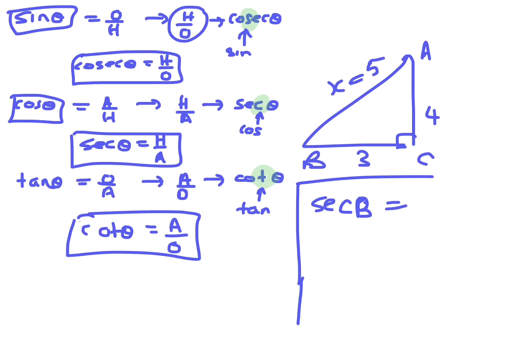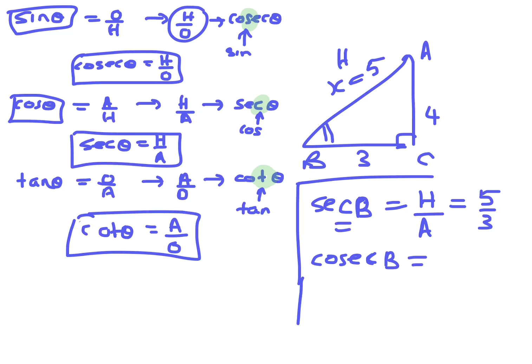So sec, you go to the third letter, it's cos. So it's hypotenuse on adjacent, because cos is adjacent on hypotenuse. If you're looking at B, the hypotenuse is 5, and the adjacent would be 3. Okay, so now cosec B. Cosec B, third letter sine, so the reciprocal is H on O. So H on O would be 5 over 4, because it's with B.